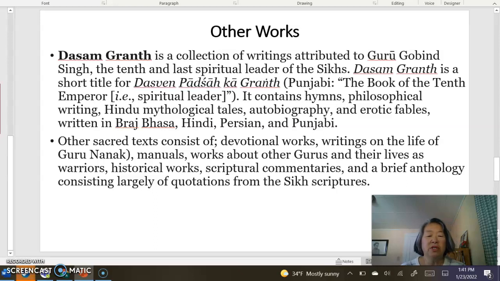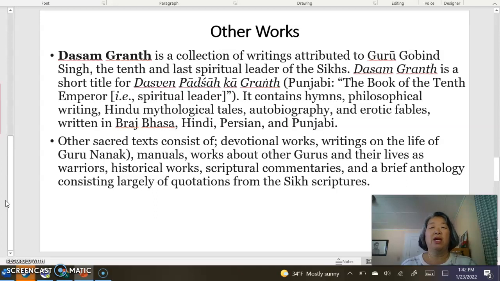It has hymns, philosophical writings, Hindu mythological tales, autobiography, erotic fables, written in a variety of languages. Other sacred texts have writings on Guru Nanak that I mentioned earlier, manuals, works about other gurus, etc. Also, lives as warriors.